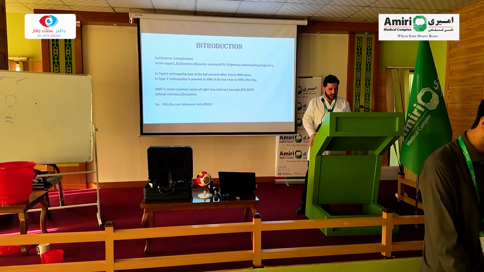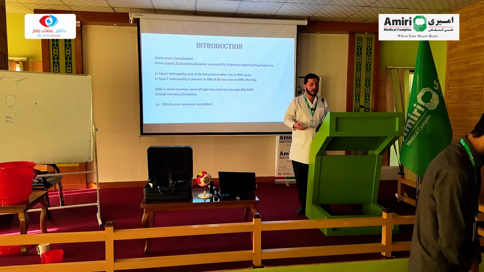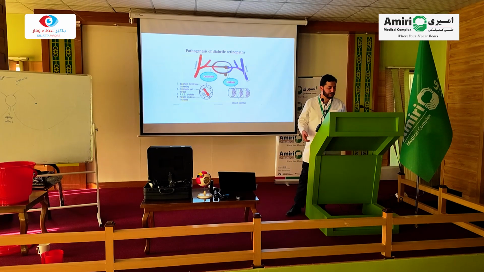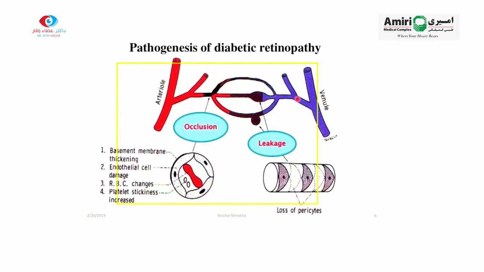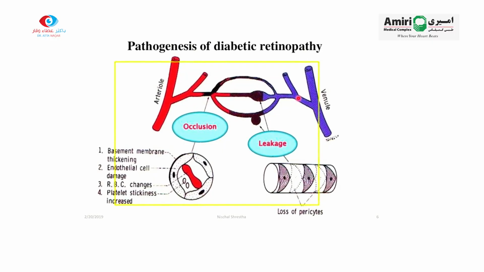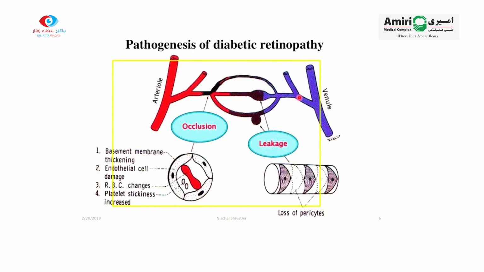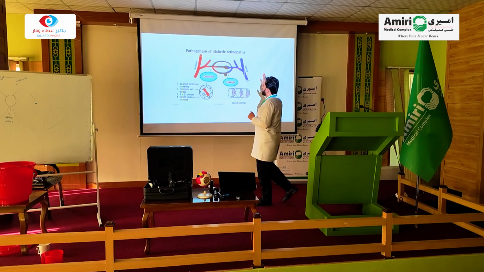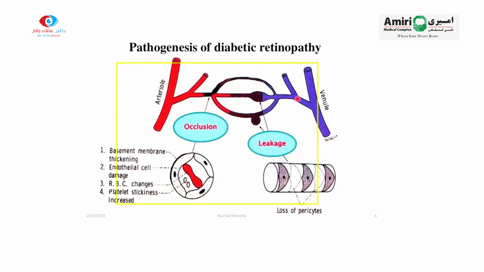So for diagnosis, you know better: that is fasting blood sugar, glucose tolerance test, and HbA1c more than 6.4. These are our basics. Now the pathogenesis of diabetic retinopathy. If you know this pathogenesis from today's session, it will be more rewarding.